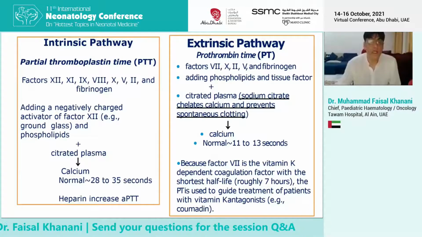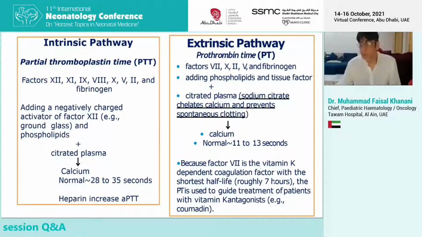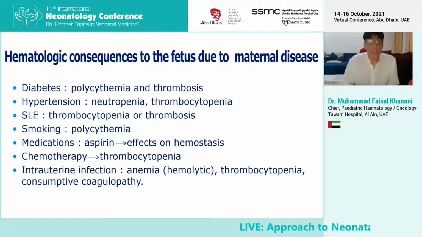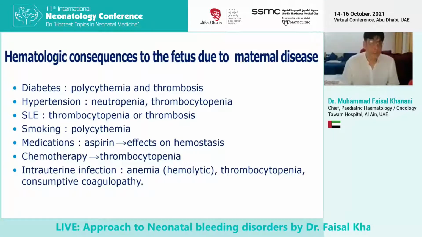So this is the intrinsic pathway, as we explained again. Heparin can increase your APTT. Because factor 7 is vitamin K dependent with the shortest half-life, the PT is used to monitor treatment for patients on vitamin K antagonists like warfarin, and also for inherited disease of the newborn, and again, hematological consequences to the fetus due to maternal disease.